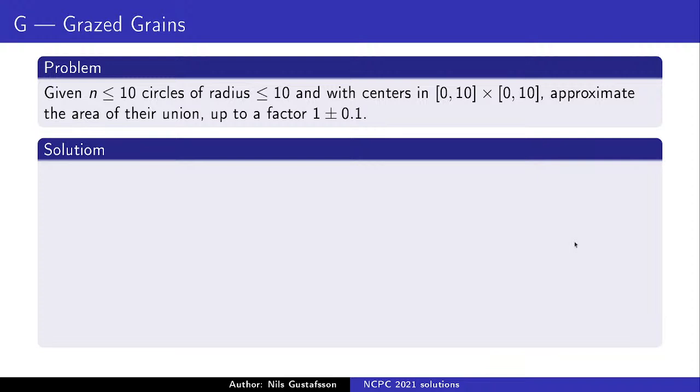In problem G, Graced Grains, we got up to 10 circles. These circles had a radius of up to 10, and their center points were somewhere in the box between 0 and 10. So the x-coordinate of the center was between 0 and 10, the y-coordinate of the center was between 0 and 10, and the goal was to approximate the area of the union of these circles up to some 10% relative error. So we wanted a number which was at least 90% of the true area and at most 110% of the true area.